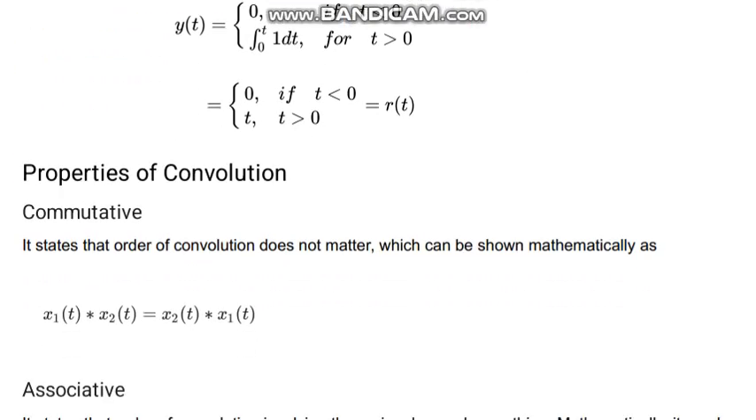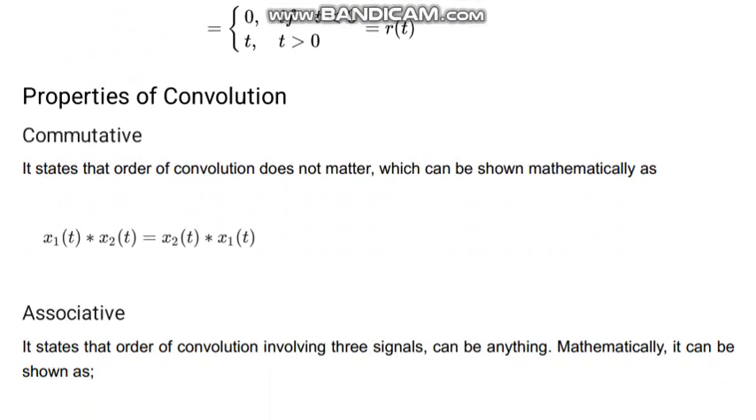So those are the properties of convolution. There are some properties of convolution. That is the commutative property. The commutative property states that the order of convolution does not matter, which can be shown mathematically as follows. That means the order can be exchanged. It's x1, x2, and that has been exchanged, but it will not change any kind of result that you find.